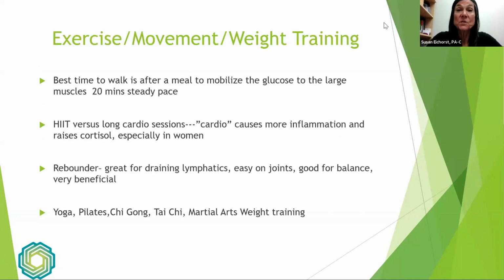We do need exercise. You need movement, some weight training. The best time to do a little exercise is take a walk after you have a meal. This mobilizes that glucose, gets it into your large muscles to use, and all you need is a steady pace to do that. High intensity interval training can be really good for some cardio sessions. Really, cardio workouts cause a lot more inflammation, raise cortisol, especially in women and perimenopausal women. You're better with a good swift walk and some good weight training.